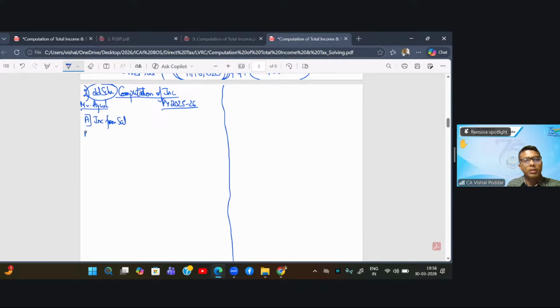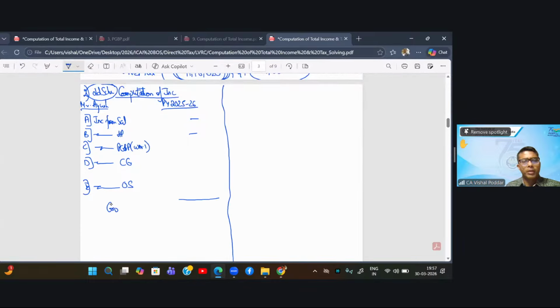Income from salary, HP, PGBP, CG. Here we have one CG income. Other sources, we also have other sources, but we don't have salary also here, correct? Yes, and we also do not have, yes. So this is working note 1.